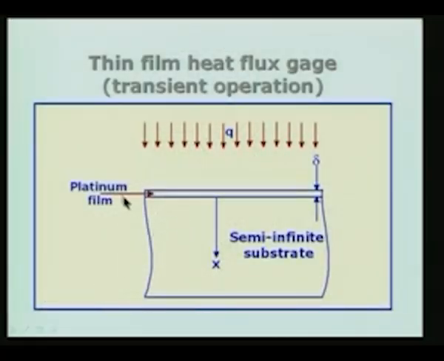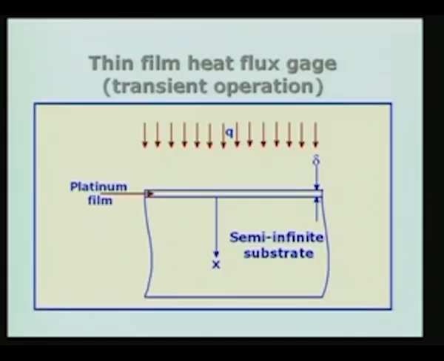Let us look at the differences. One, for example, I can have a platinum film of very small thickness delta which is in the micron region, maybe a few microns, maybe 10 microns, and we have a substrate which is of a material which is chosen suitably to have the desired thermal properties. And I am going to subject the surface of the platinum film to the heat flux which is to be measured.